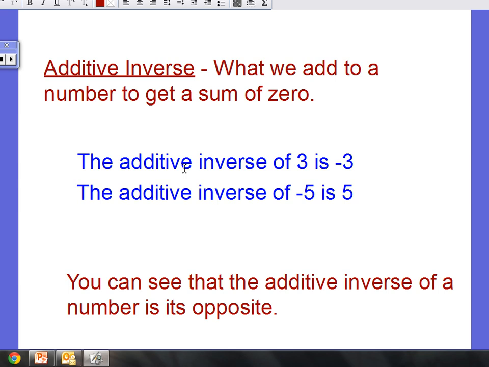For example, the additive inverse of 3 is negative 3. The additive inverse of negative 5 is 5. You can see that the additive inverse of a number is its opposite.